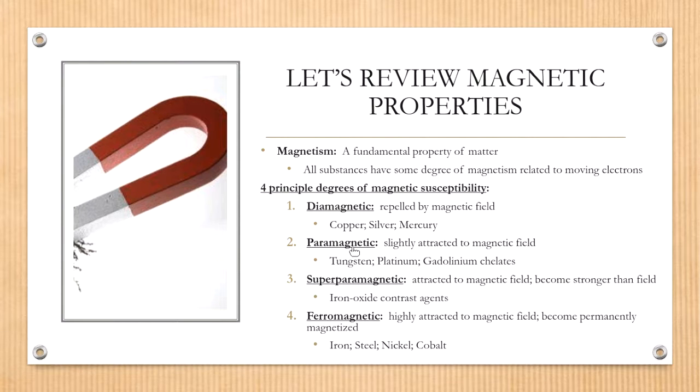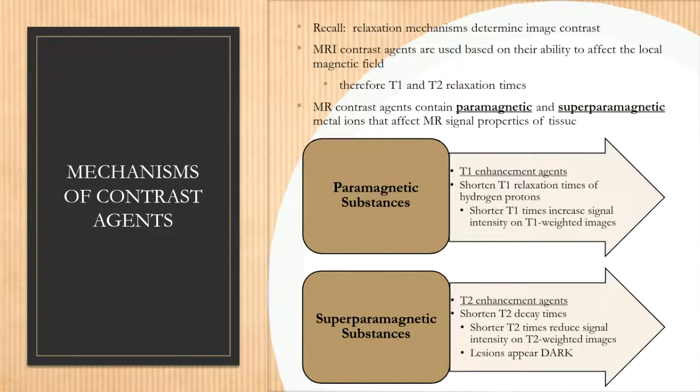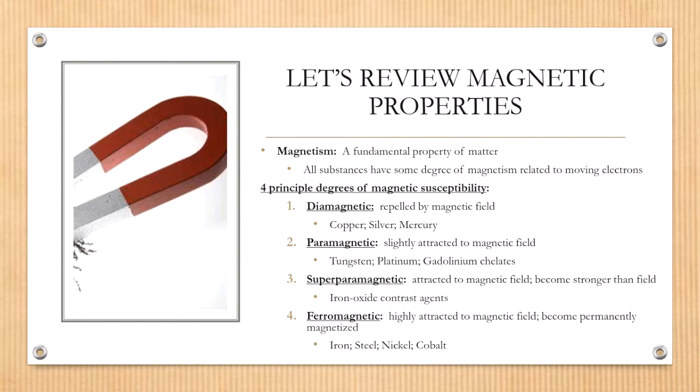So if we go back to our prior slide, you can see that paramagnetic substances are T1 enhancement agents and superparamagnetic substances are T2 enhancement agents. So that tells us that gadolinium is a T1 enhancement agent, at least for now, that's what we know.